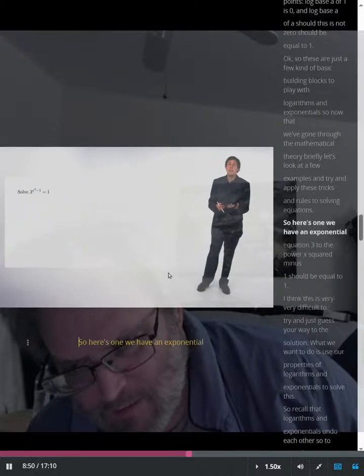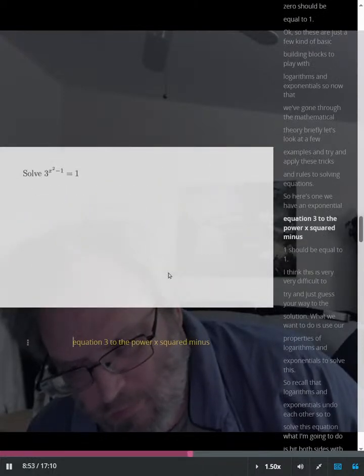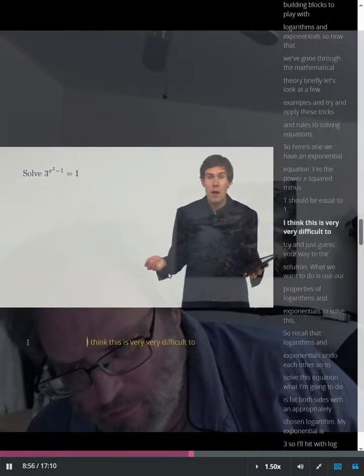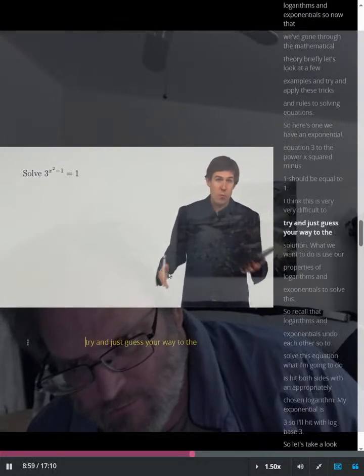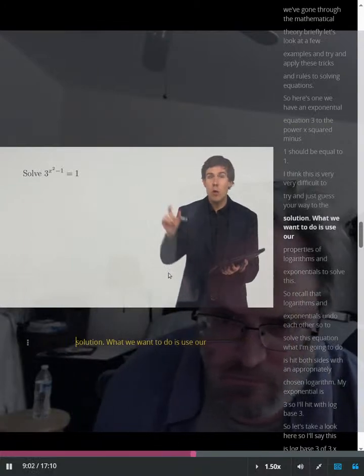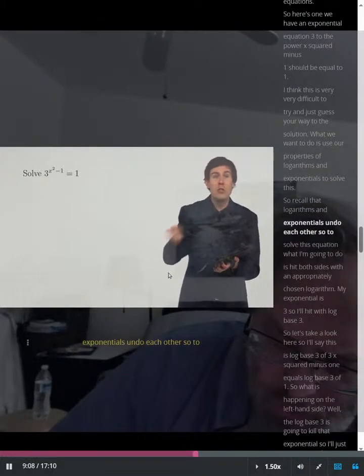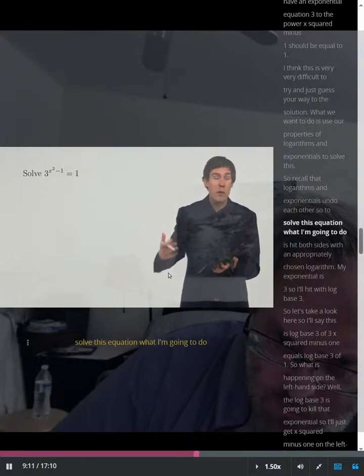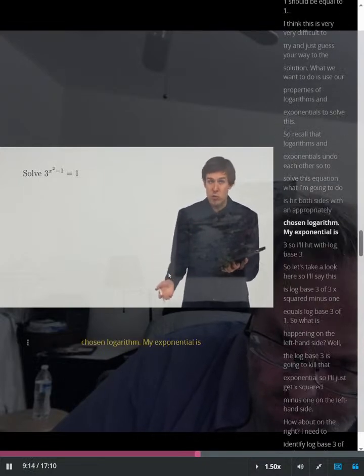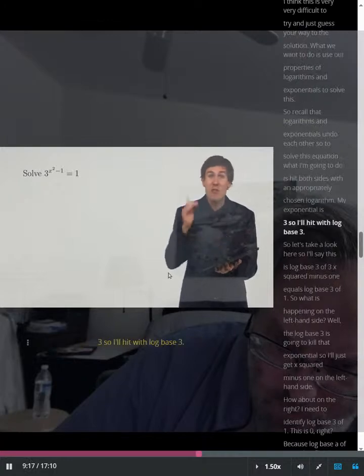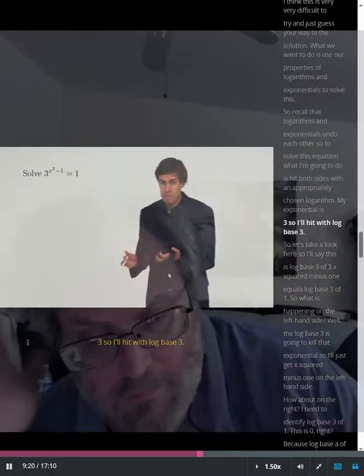So here's one. We have an exponential equation. 3 to the power x squared minus 1 should be equal to 1. Okay? I think this is very, very difficult to try and just guess your way to the solution. What we want to do is use our properties of logarithms and exponentials to solve this. So recall that logarithms and exponentials undo each other. So to solve this equation, what I'm going to do is hit both sides with an appropriately chosen logarithm. My exponential is 3, so I'll hit it with log base 3.